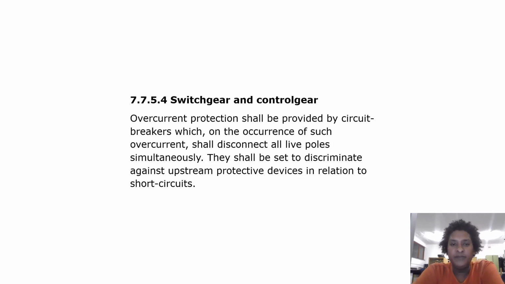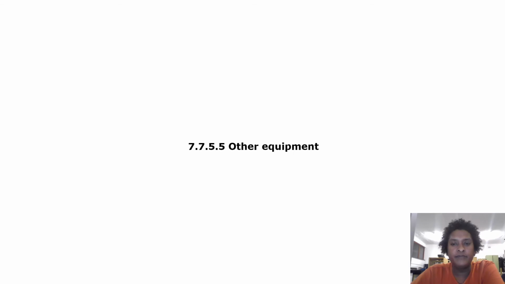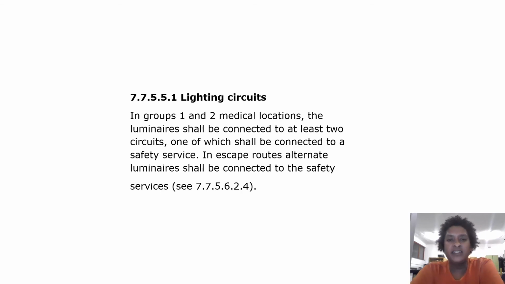Switchgear and control gear. Overcurrent protection shall be provided by circuit breakers which, on the occurrence of such overcurrent, shall disconnect all live poles simultaneously. They shall be set to discriminate against upstream protective devices in relation to short circuits. Other equipment. Lighting circuits. In groups 1 and 2 medical locations, the luminaires shall be connected to at least 2 circuits, one of which shall be connected to a safety service. In escape routes, alternate luminaires shall be connected to the safety services.